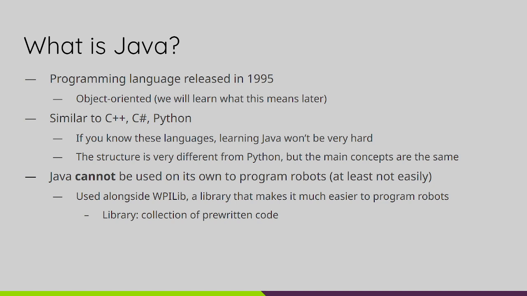It's similar to other programming languages like C++, C#, and Python. For something like Python and Java, their structure is very different, but they still are both object-oriented. You can't just use Java on its own to program a robot, because you need a lot of custom commands and stuff to interface with your motors. But if we use it alongside WPILib, which is the main library, then you're able to program a robot.